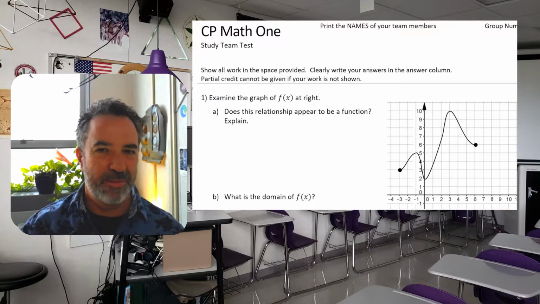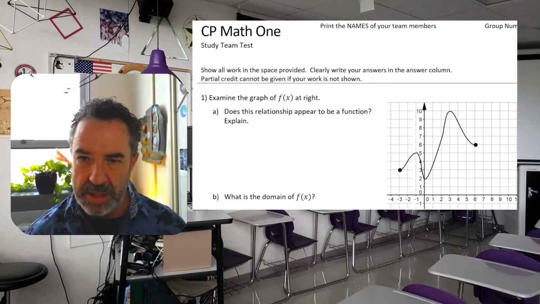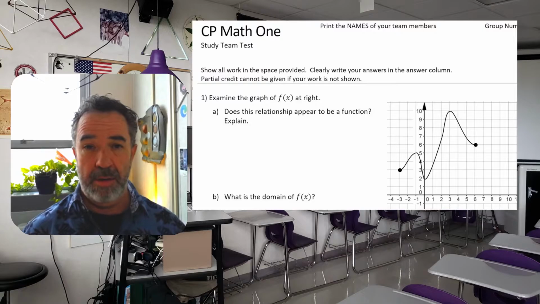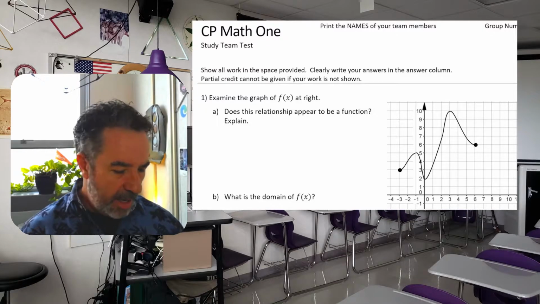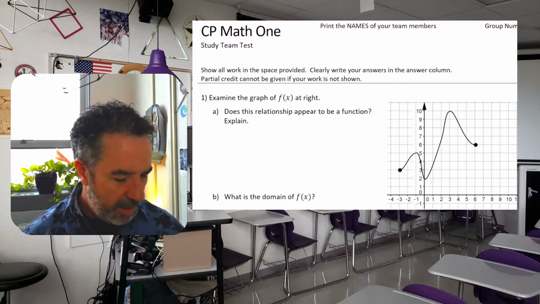Hey, class, this is Mr. Roberts, and we're going to go through the study team tests that we took last week, just so we can kind of help you figure out if you made some errors, what you could do better, and kind of give you an expectation of what you can look for as you take your individual test this week.